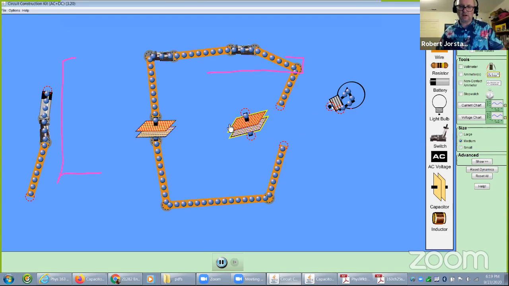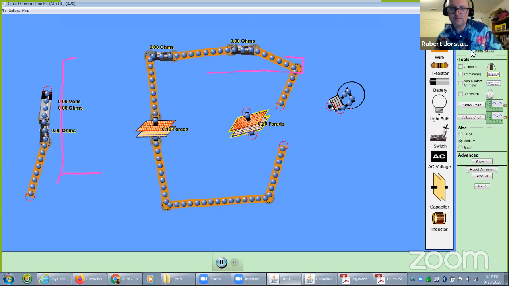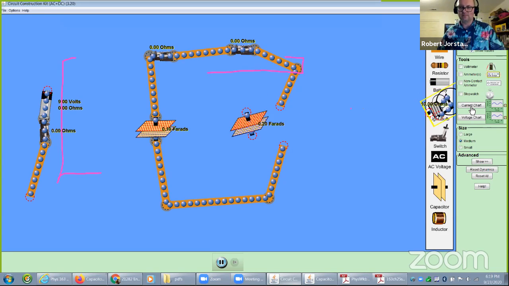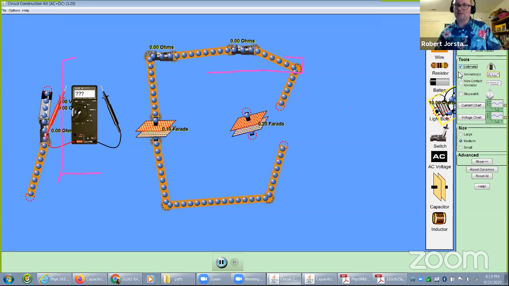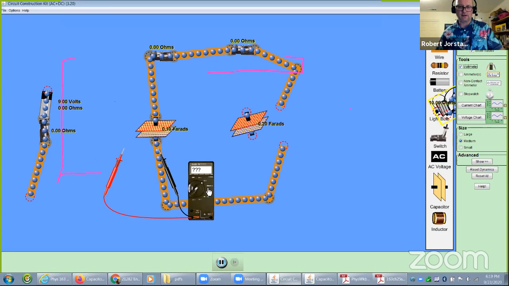I just want to point out, let me show the values on these. One of these capacitors is bigger than the other. If I could show the charge, does it show the charge on here? I can't remember if it lets me show the charge. Well, I could show you this. I could put this voltmeter out here.